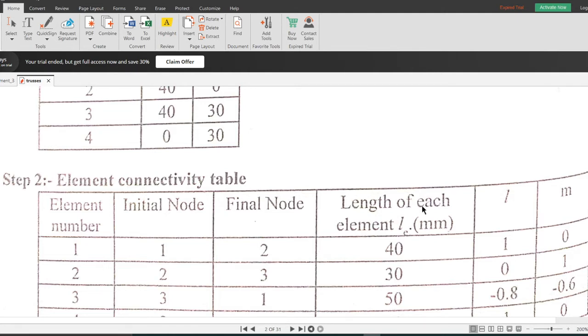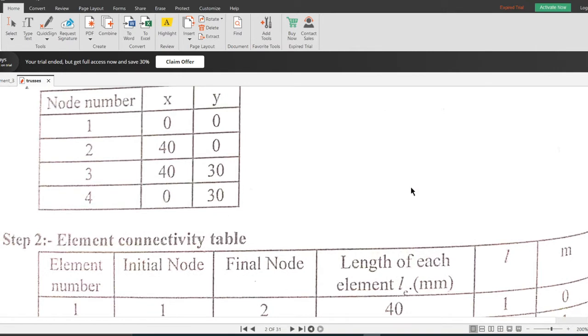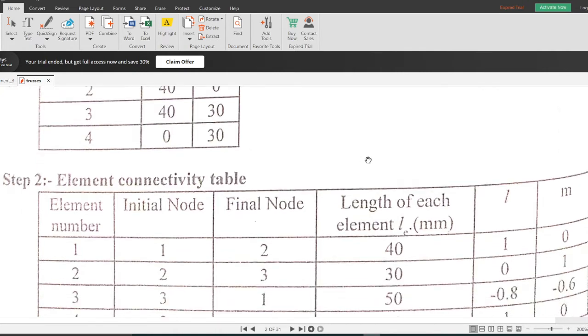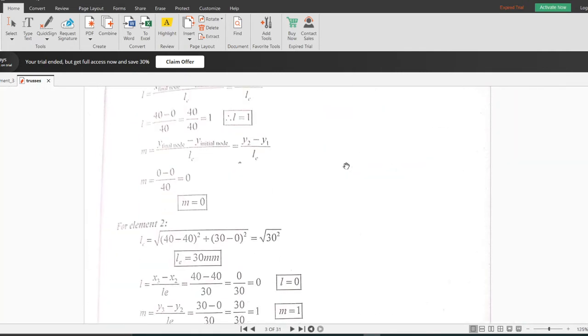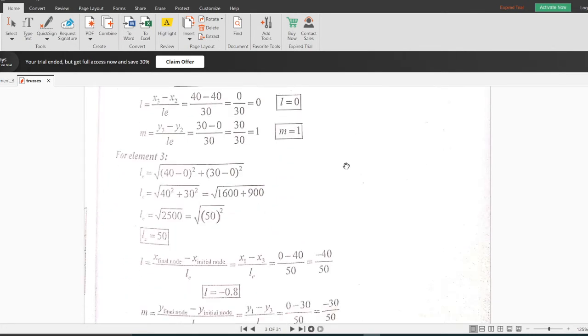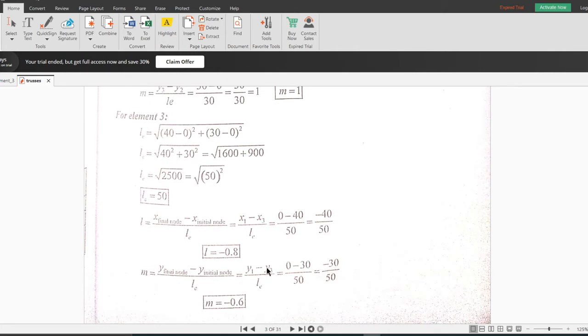Direction of cosines. L is 0.8, sir. Minus or plus? Minus, because x1 minus x3 means 0 minus 40. Therefore, minus 0.8. Correct? Similarly, M.